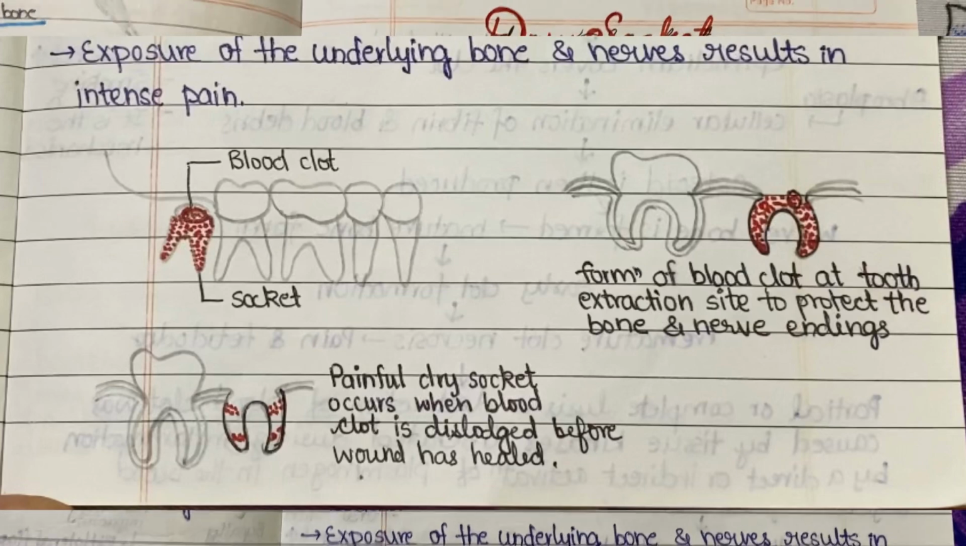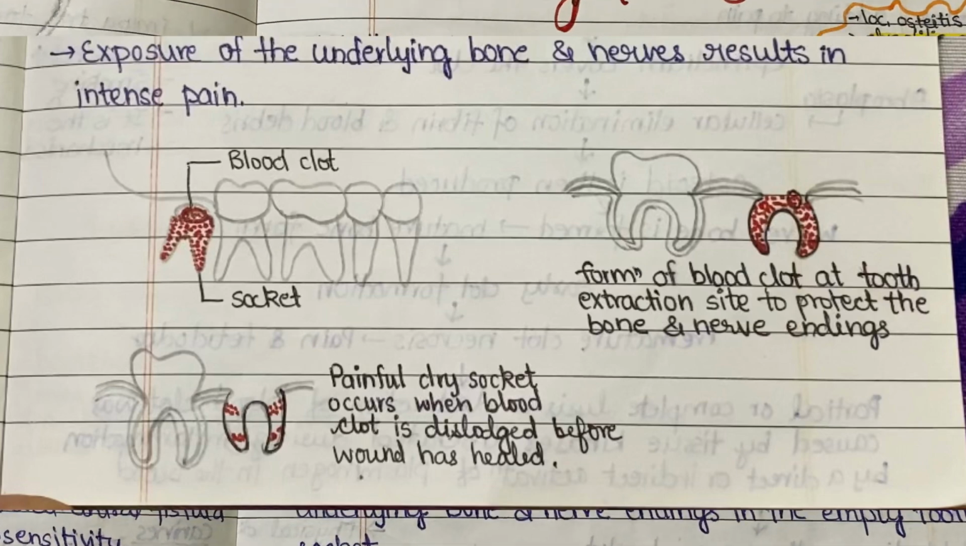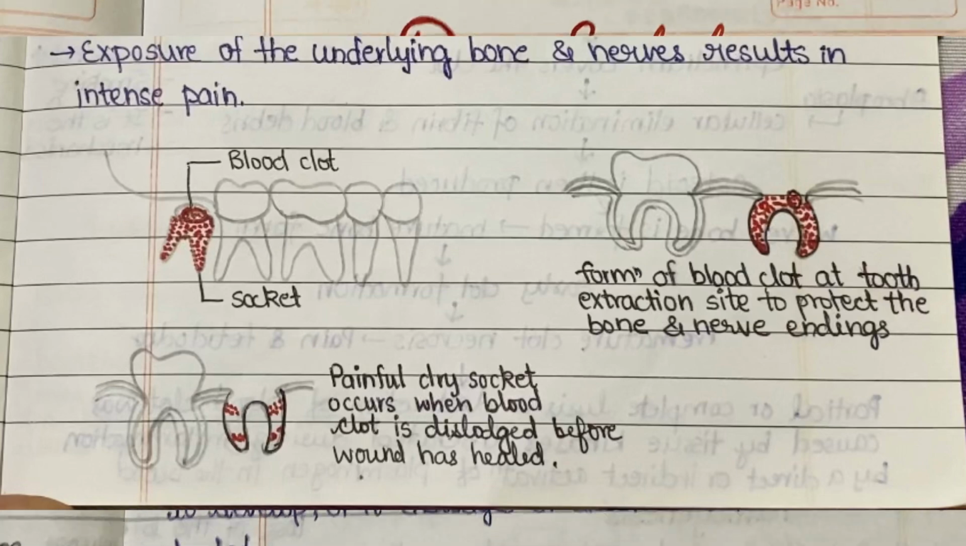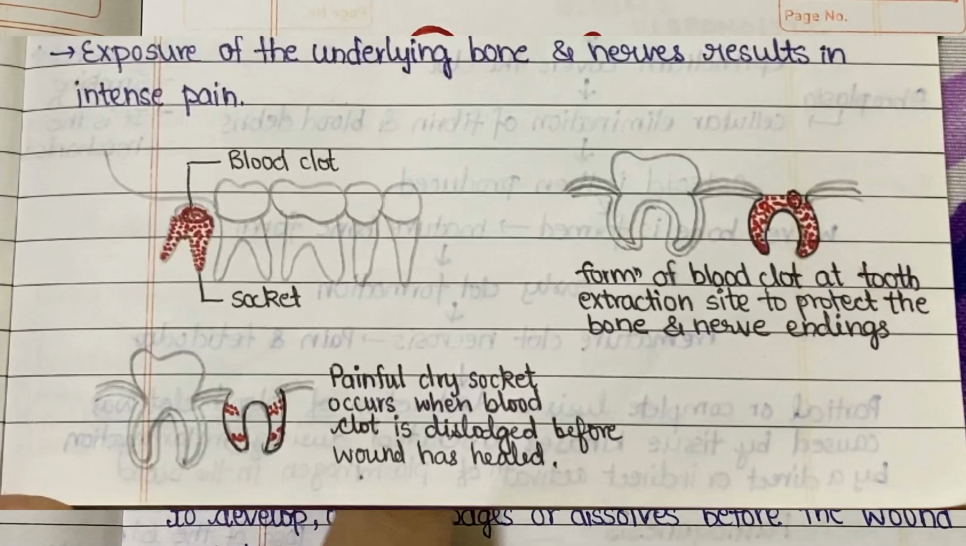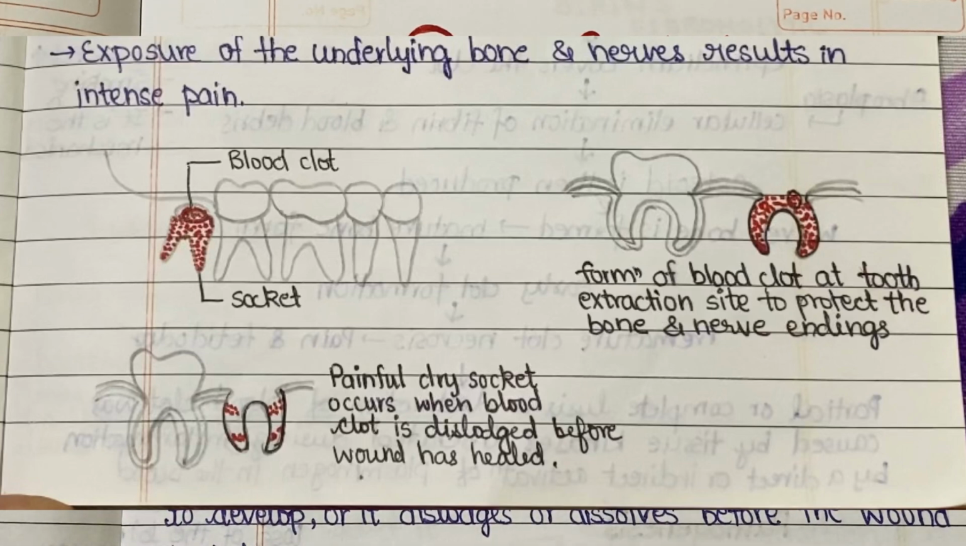Now, after extraction, there is a socket which is formed. This socket is filled with blood and forms a blood clot at the site of tooth extraction to protect the bone and the nerve ending. But in dry socket, this blood clot fails to develop, or it dislodges, or it dissolves before the wound has healed, and this is nothing but a dry socket.